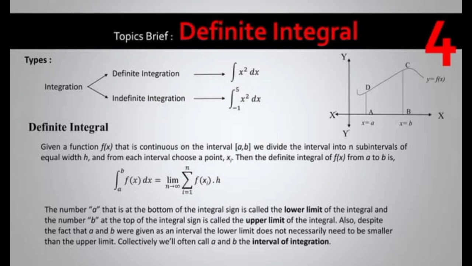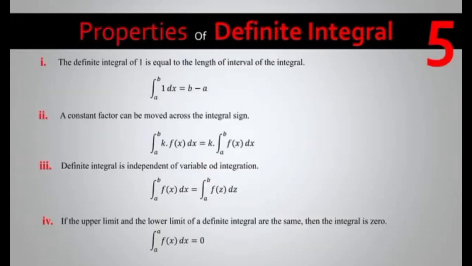the limit of the sum. The number a at the bottom of the integral sign is called the lower limit of the integral, and the number b at the top of the integral sign is called the upper limit of the integral. Also, despite the fact that a and b were given as an interval, the lower limit does not necessarily need to be smaller than the upper limit. Collectively, we'll often call a and b the interval of integration.